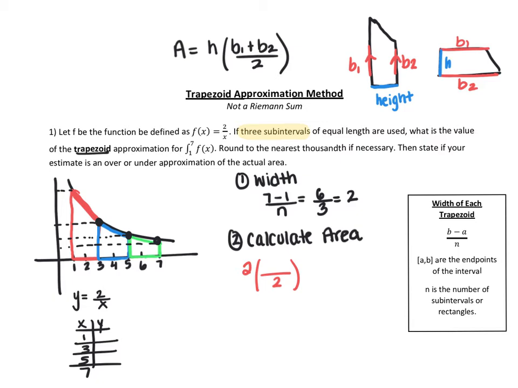Okay, so at 1 you should have a height of 2, at 3, 0.6 repeated, at 5, 0.4, at 7, 0.2857. So here my height is 2, my height is 0.6 repeated, my height is 0.4, and the 7 is 0.2857. So for the red trapezoid, my height is 2 and 0.6 repeated.